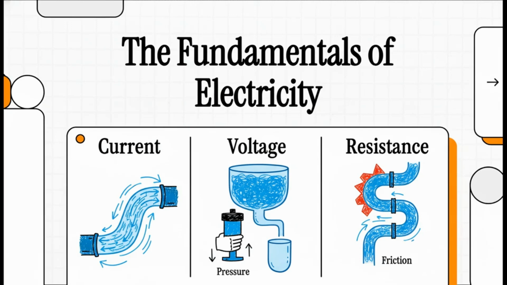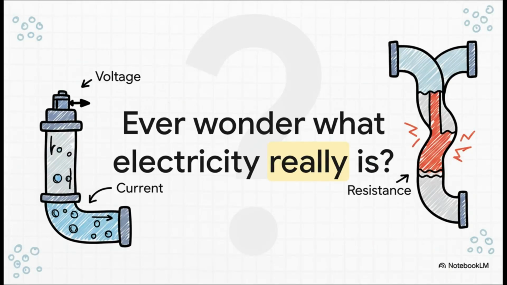Hello and welcome. Today we're going to pull back the curtain on electricity, that invisible force that, let's face it, runs our entire world. We're going to break it all down into three simple fundamentals: current, voltage, and resistance. I mean, we use it every single second. But have you ever stopped to think about what's actually going on inside that wire when you flip a switch? It's a fantastic question, and the answer is actually way more intuitive than you might think.